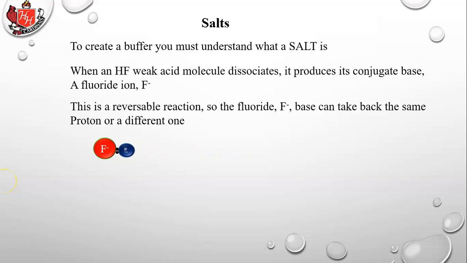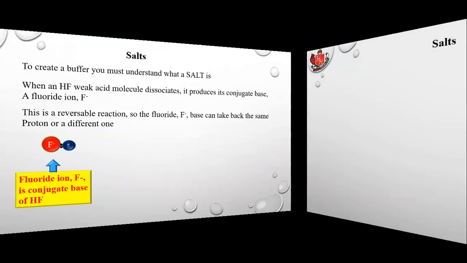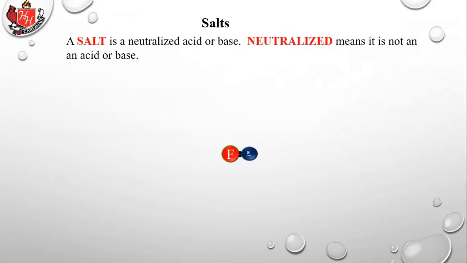So the conjugate base of a weak acid will be able to take back a proton, unlike the conjugate base of a strong acid, which never takes back a proton. So the fluoride ion F- is the conjugate base of hydrofluoric acid. A salt is a neutralized acid or base. Neutralized means that it is neither an acid nor a base.